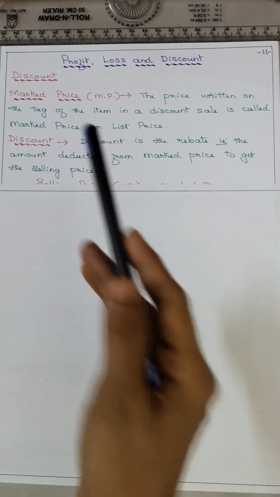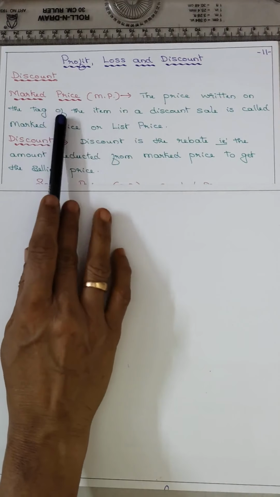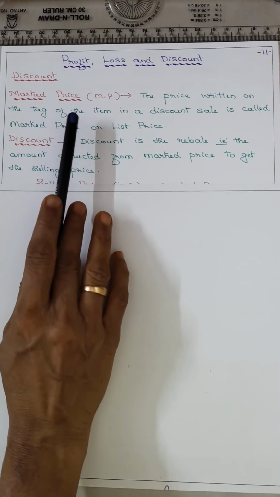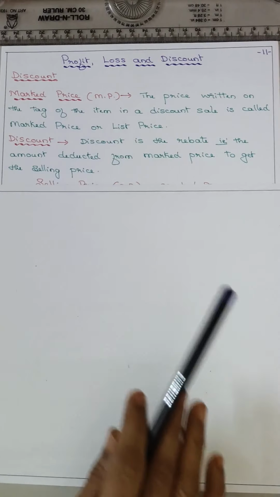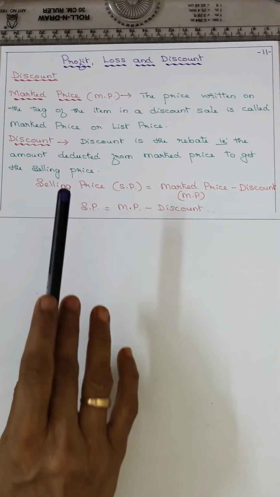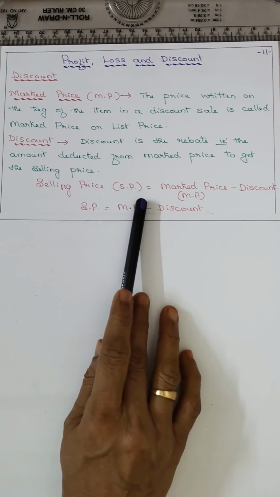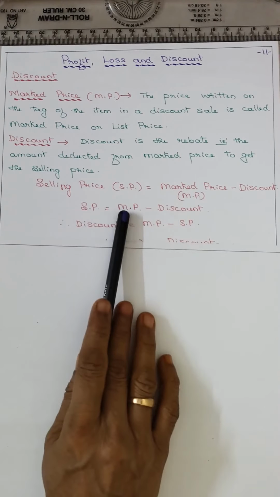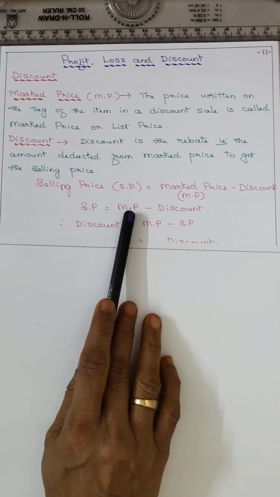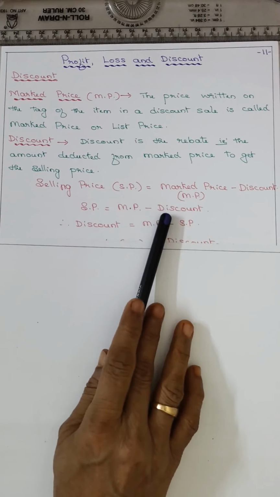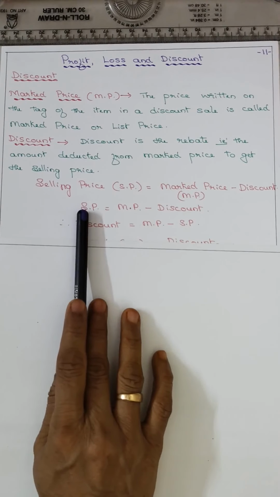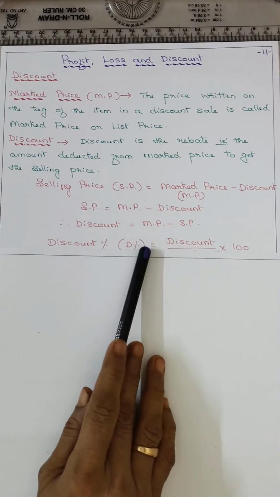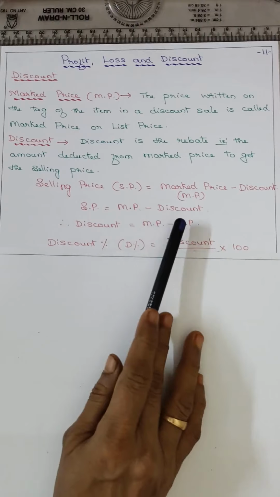That is the marked price, which is listed or marked on the article, that is called as the marked price. So selling price is equal to marked price minus the discount. Remember, marked price is the bigger amount, minus the discount, you get the selling price. So discount is equal to MP minus SP. SP is equal to MP minus discount.